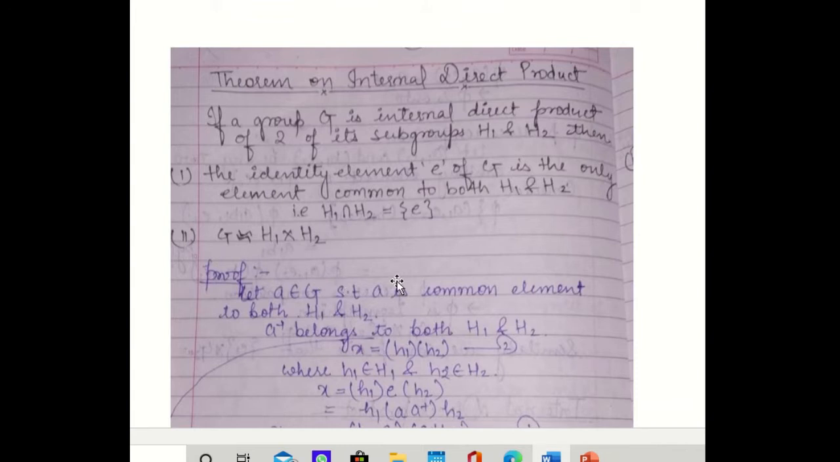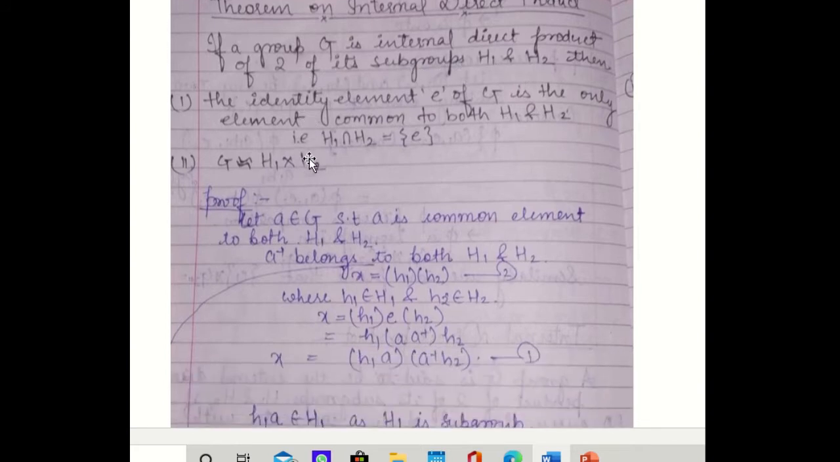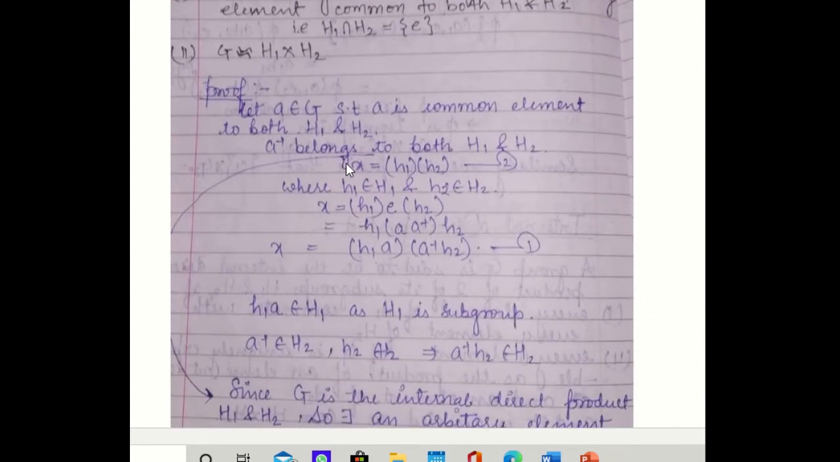So we are going to define it. If a group G is the internal direct product of two of its subgroups H1 and H2, then the only common element between H1 and H2 must be the identity element, the very first thing. The second thing is G is isomorphic to H1 cross H2, that is, the direct product of H1 and H2. So we are going to prove this theorem.